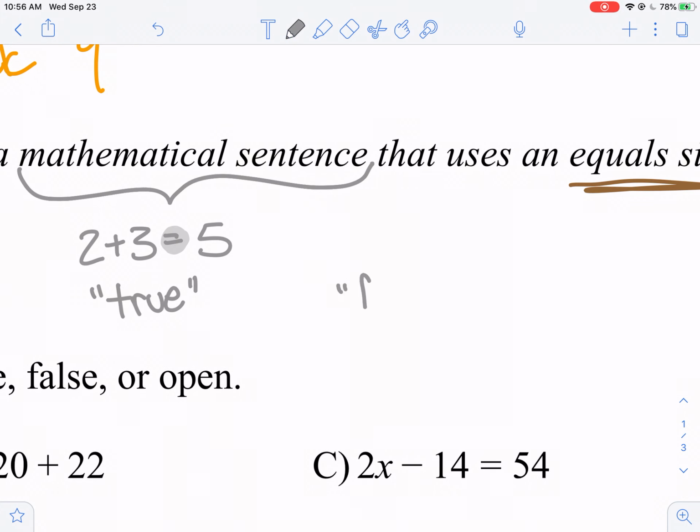We can also have a false statement. An example of a false statement would be, for example, 2 plus 3 equals 6. That's not true. It's an equation, but it's a false equation. So there we go. That's a false equation. We have true and we have false.